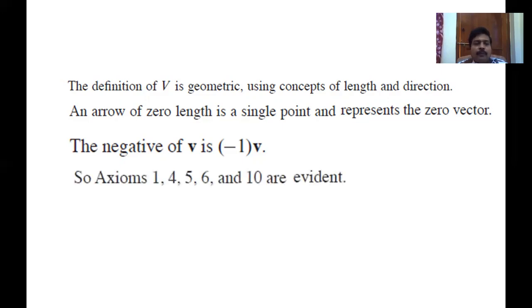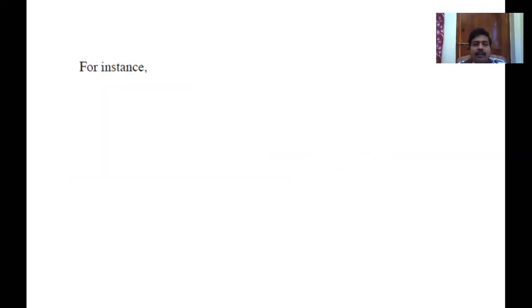So axiom 1 is evident from the parallelogram law. Axiom 4 is the zero vector. 5 is the negative of V. 6 is the scalar multiple, which is again another arrow, a directed line segment. And axiom 10, 1 times V is V. These are all evident. The remaining axioms can be verified geometrically, like this one.